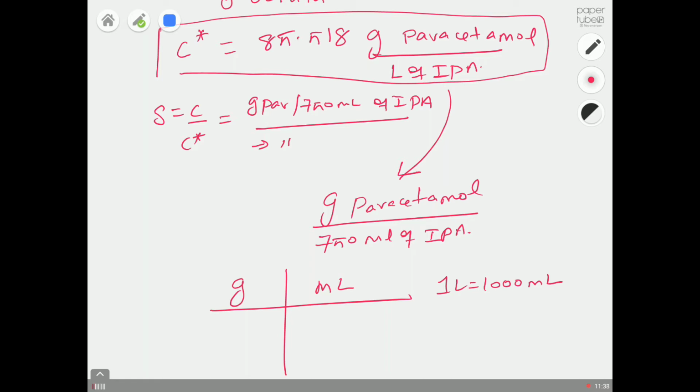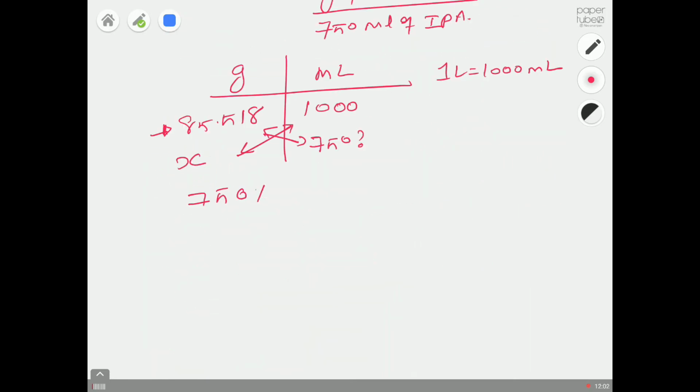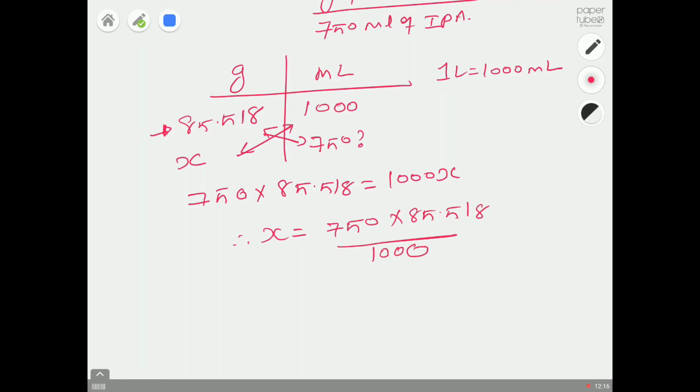So if you come back to this box, 85.518 grams is the solubility value in 1000 ml of your isopropanol solution. So how much in 750 ml? Just put X and do the cross multiplication. This is a simple rule. 750 multiplied by 85.518 is equal to 1000 multiplied by X. Therefore X will be equal to 750 multiplied by 85.518 divided by 1000. So how much will this value be?